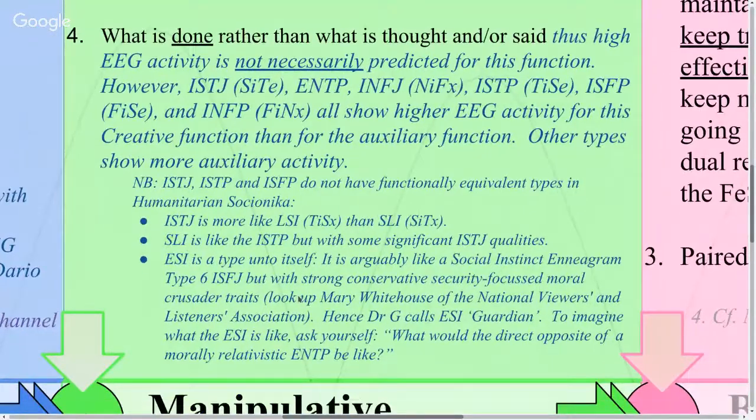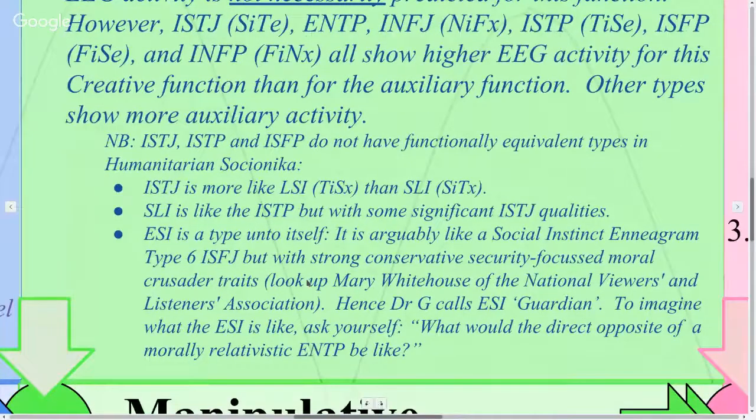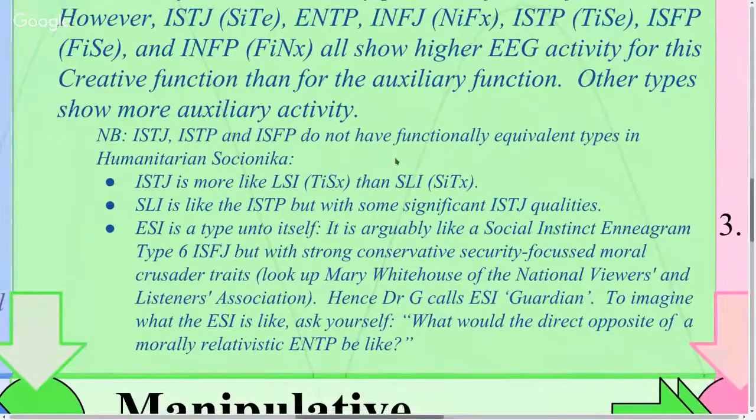And then I've written a little bit there about the sensory introverts. I'll just go through that quickly. NB, ISTJ, ISTP, and ISFP do not have functionally equivalent types in humanitarian socionics. ISTJ is more like LSI than SLI. SLI is like the ISTP, but with some significant ISTJ qualities. ESI is also like an ISTP that's an E9. ESI is a type unto itself.